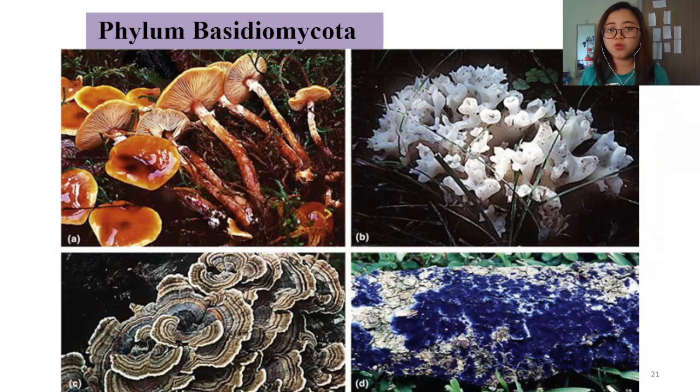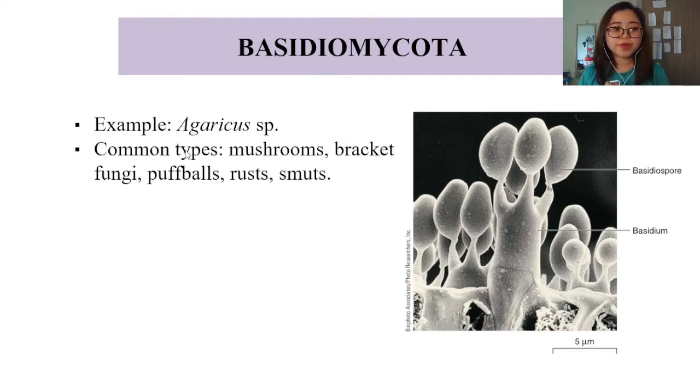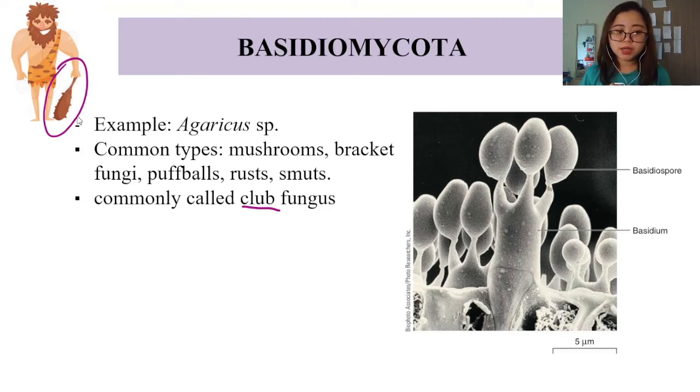This phylum is the one you are most familiar with, and it is what we usually think about when we talk about mushroom. This is Phylum Basidiomycota. Let's talk about the characteristics of Basidiomycota. A common example of this phylum is Agaricus species. And common types that we see are mushrooms, bracket fungi, puffballs, rusts, and smuts. They are also commonly called as club fungus. Sebab kebanyakan yang kita nampak dia bentuk macam club. Not the place, but this thing that is usually shown in cartoons, a club.